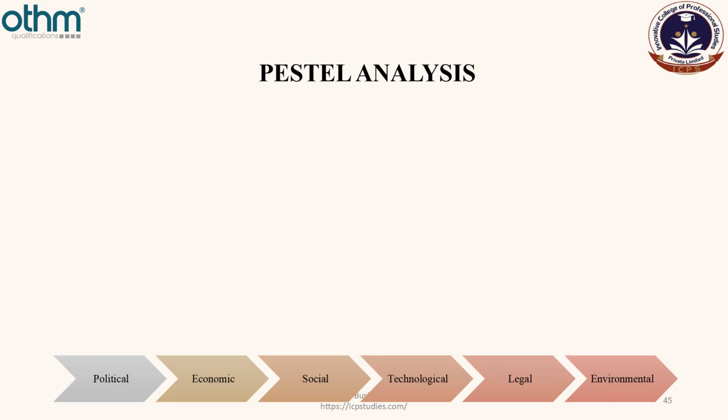So we have a technique called SWOT analysis for the internal analysis. Now for the external analysis, we have the technique called PESTEL analysis, where P stands for political, E stands for economic, S stands for social, T stands for technological, L stands for legal, and E stands for environmental.